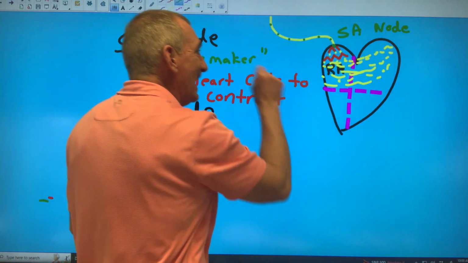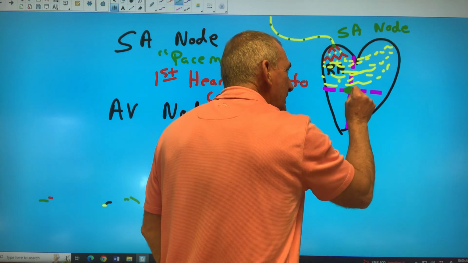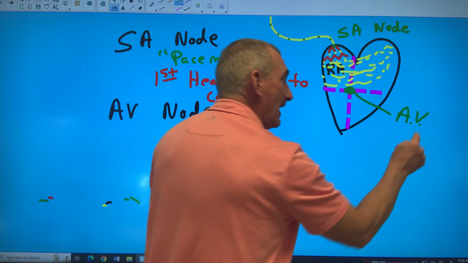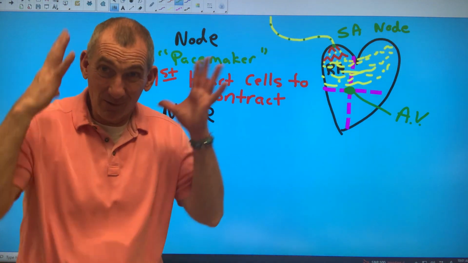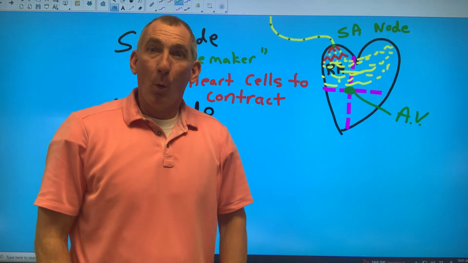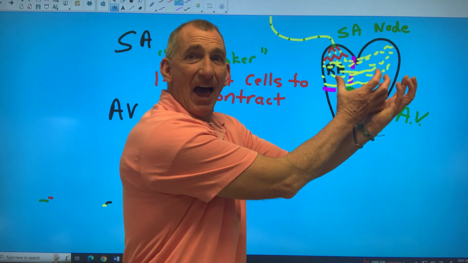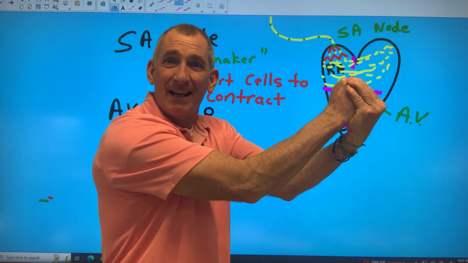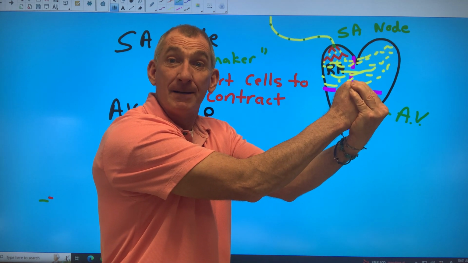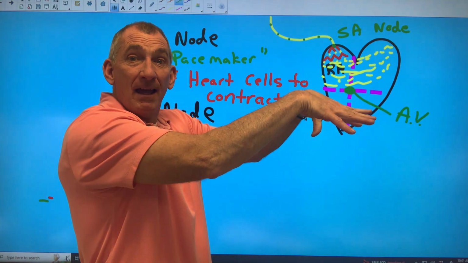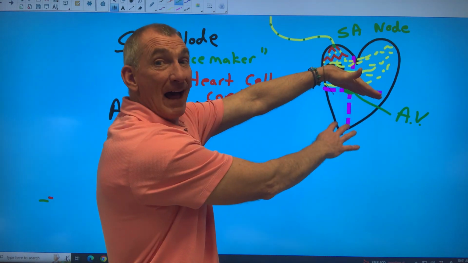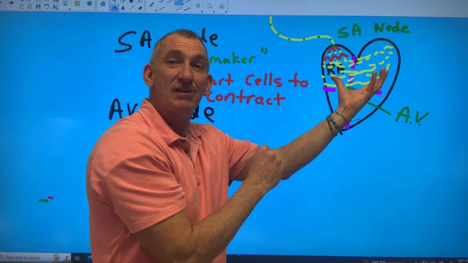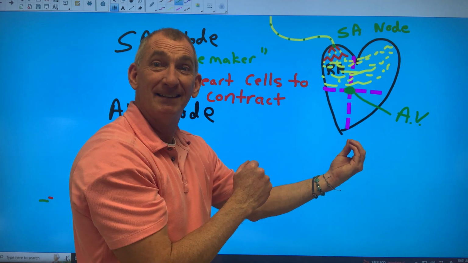Now, the AV node is right here. It's right between the atrium and the ventricle. Wrap your head around this. What it's going to do is gather this electrical pulse and hold it for just a fraction of a second to allow the atriums to contract. And then it's going to release it. And when it releases it, that's going to allow the ventricles to contract. So this allows the atriums to contract first, and then the ventricles contract second. I write that down.